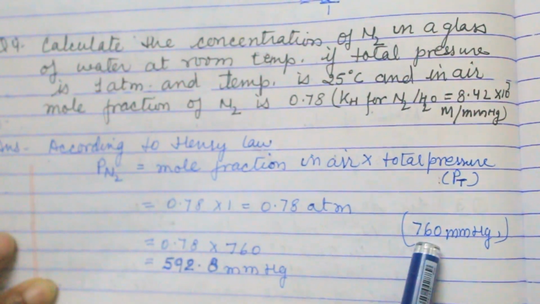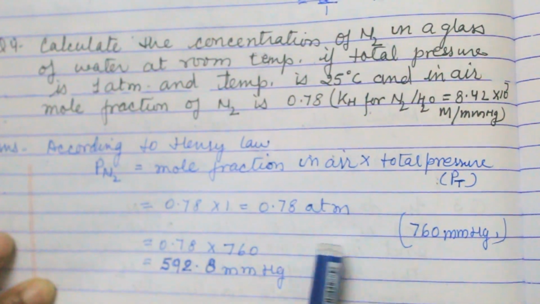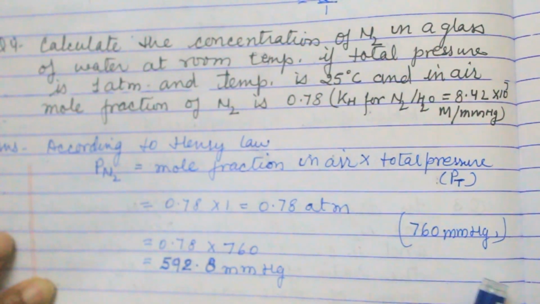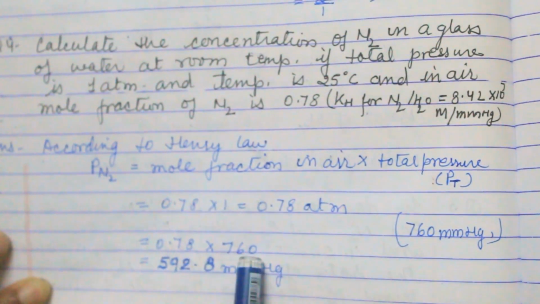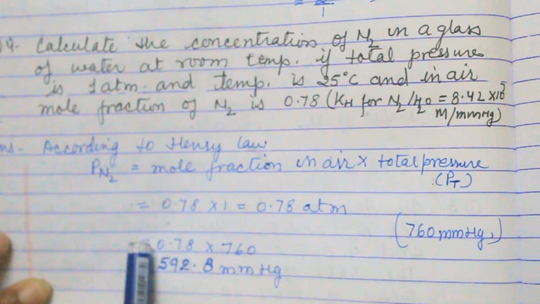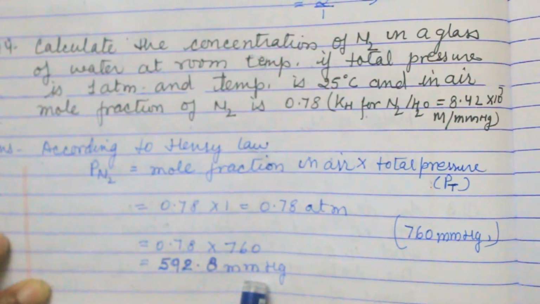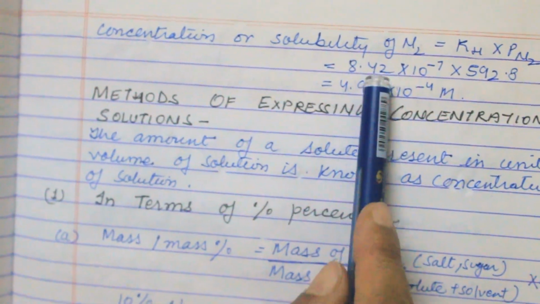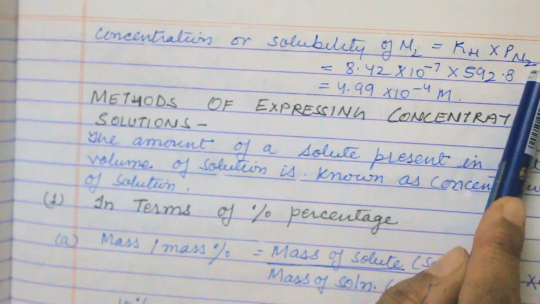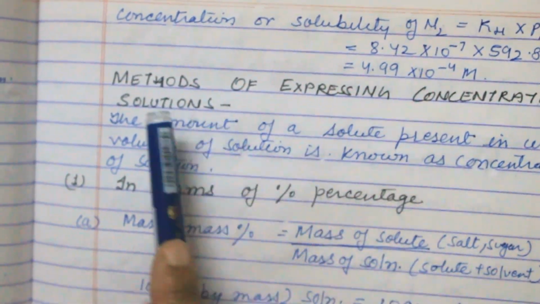So in mmHg, the value of pressure is 760. If we want to convert it into mmHg according to the question, we have to multiply 760 by this pressure in atm. So we get 592.8 mmHg. Now the concentration or solubility of N2 is according to this formula. We just multiply both of these digits and get the answer.